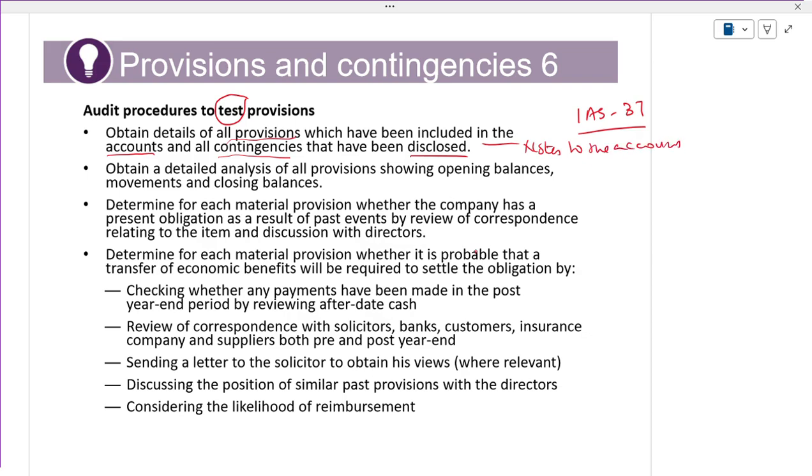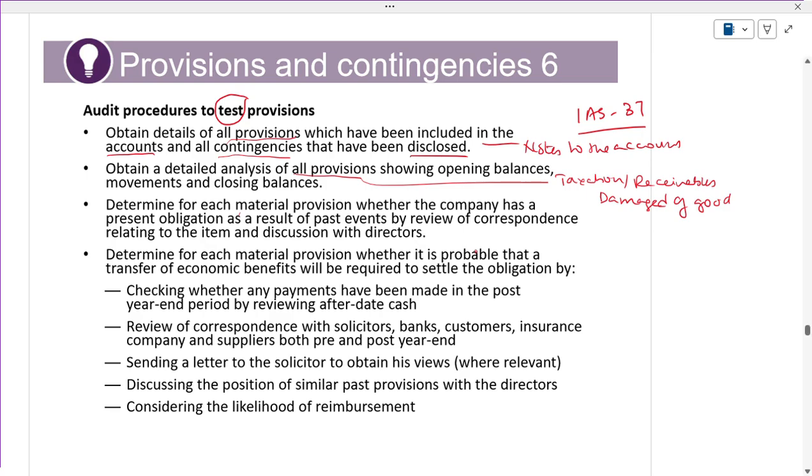We have to get the detailed analysis of all provisions. Provisions are not only for one thing, is it right? Provisions will be for taxation, for receivables, for any damages, for damage of goods, for insurance. Provision is for everything, so you should analyze all provisions. What are the opening balances, what are the additions, and what are the closing balances.